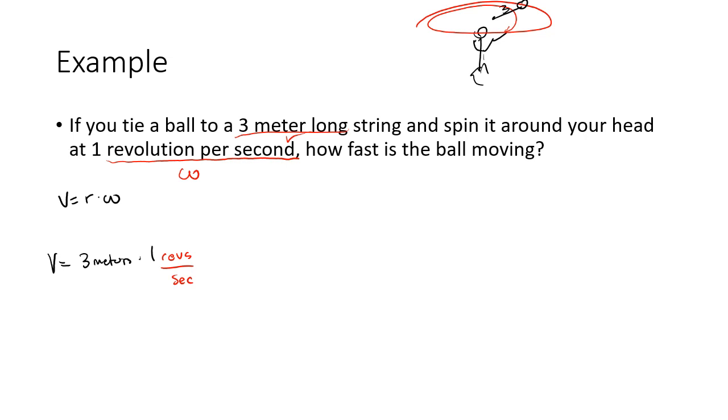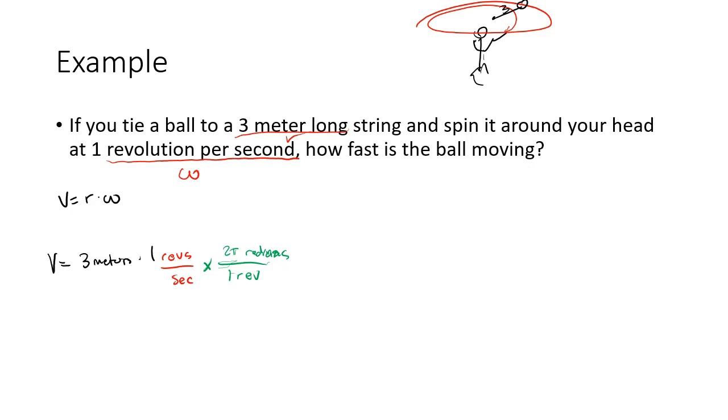But we might also want to convert seconds to a more standardized unit of time, so that we have some sense of how fast this actually is. So let's do this. We would need to multiply this by a conversion factor to get rid of revolution. So in one revolution, how many radians are there? There are 2 pi radians in one revolution.